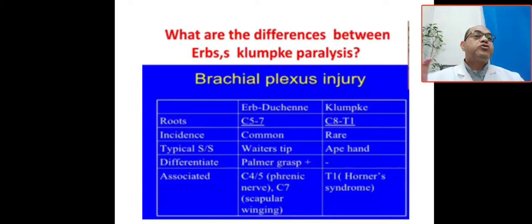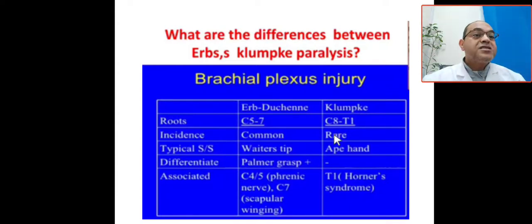So this is how to differentiate between Erb's palsy and Klumpke's paralysis in 5 points. The first point, the site of the lesion. The site of the lesion in Erb's palsy will be C5, 6, 7, because C7 is commonly associated with Erb's palsy and scapular winging. But what is the lesion in Klumpke's? It will be in the lower trunk, C8 and T1.